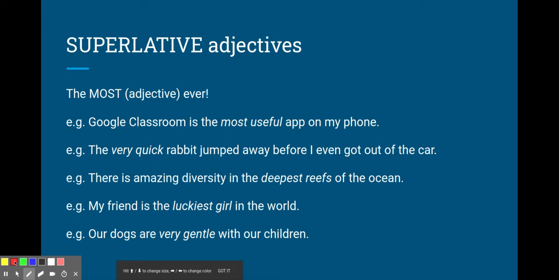In English, you might not be used to seeing the word very and associating it as the highest degree possible. And yet, for our translation purposes, you should know that it is. To say that something is the most useful is the same in English as saying it's very useful. There is amazing diversity in the deepest reefs of the ocean. My friend is the luckiest girl in the world. Our dogs are very gentle. So we have 3 different ways of doing superlatives. This is the first one, to say most. We also have very. And then we also can attach the suffix est to make it superlative in English.